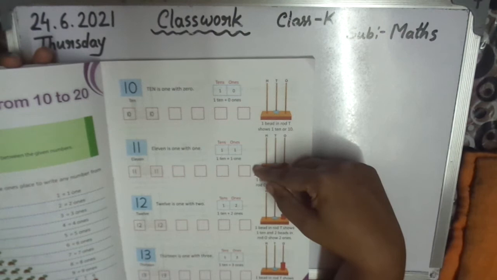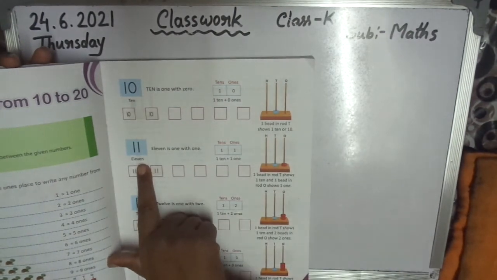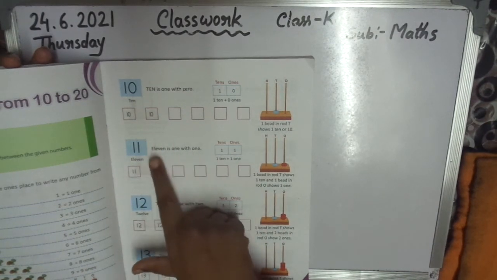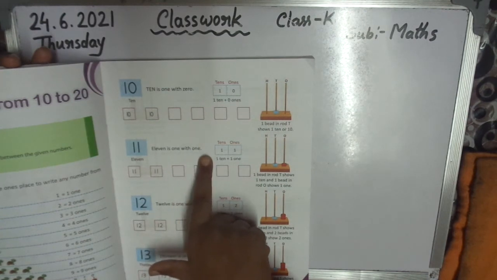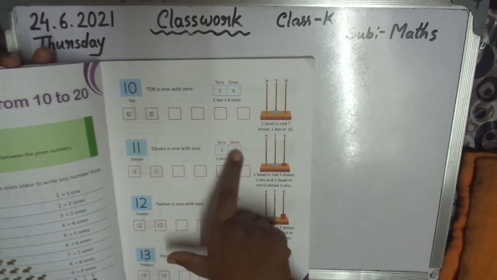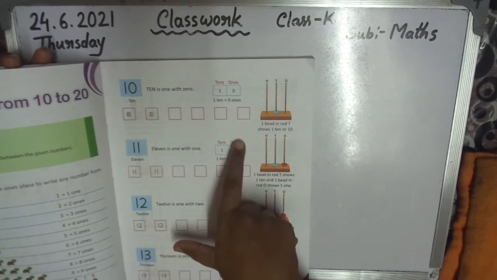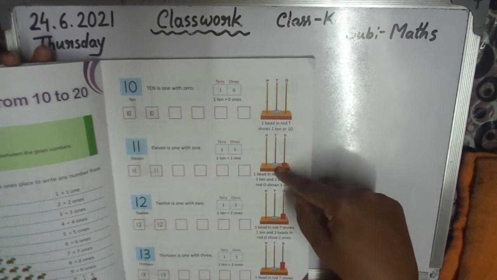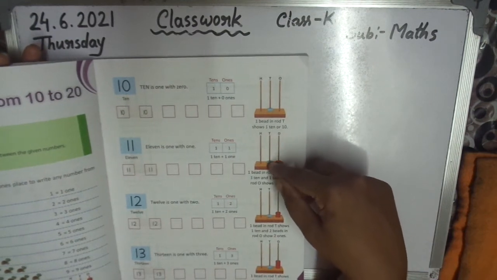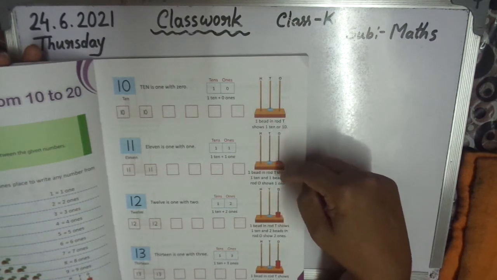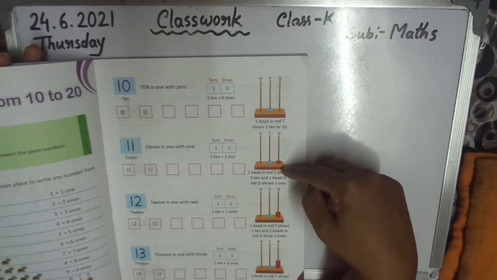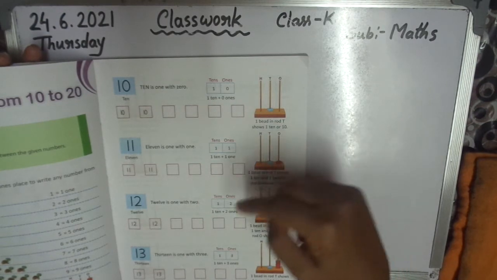Next, 11. Spelling 11. 11 is 1 with 1. 1 ten and 1 one make 11. 1 bead in rod T shows 1 ten and 1 bead in rod O shows 1 one. So 1 1, 11.